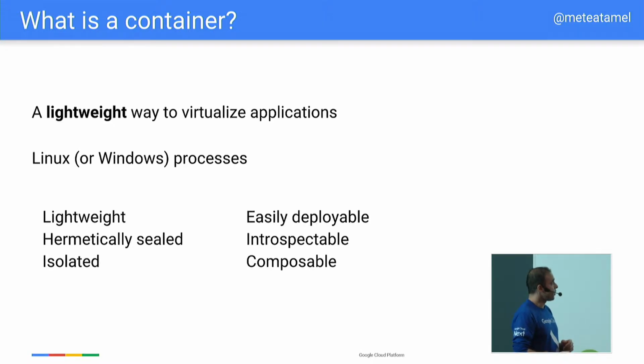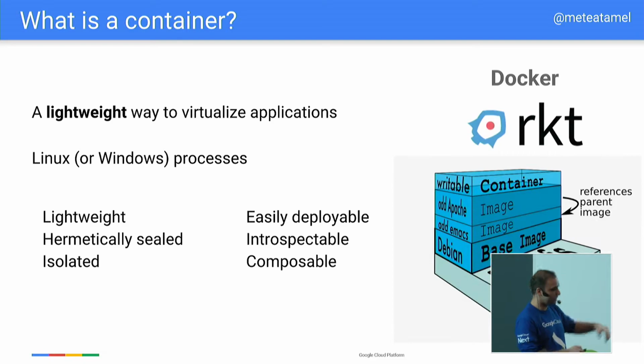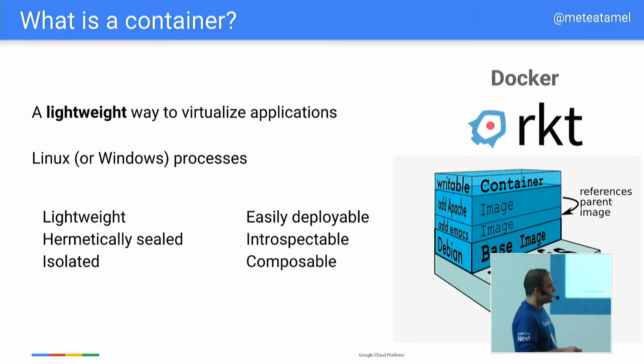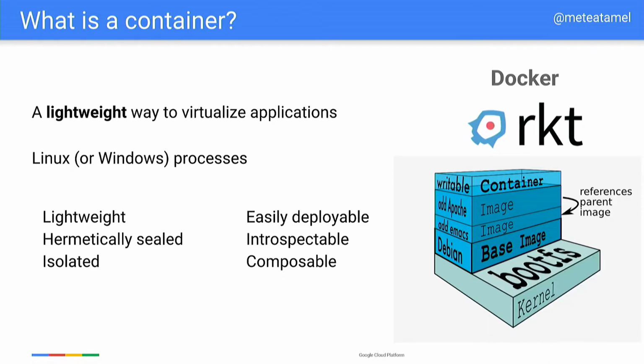They are easily deployable, so they start really fast. They're introspectable, so when a container is running on your machine, you can get into it and see what's happening. And they're composable. To me, that's really important. So you can have a base image that you depend on, and you can build your images on top of them. All the dependencies that you have, you can layer on top of each other.